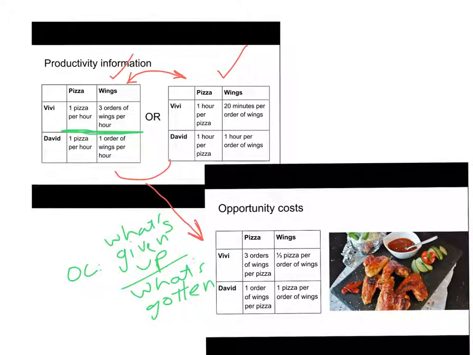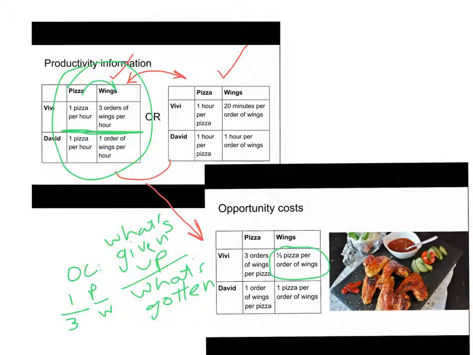And then, so with that in mind, if we're looking for the opportunity cost of wings, let's think it through in this format first. Think about Vivi moving 1 hour of her time out of pizza production and into wings production. So she'd give up one pizza, and she'd get 3 orders of wings. So it's 1/3 of a pizza per order of wings. And we would have entered that in the table.